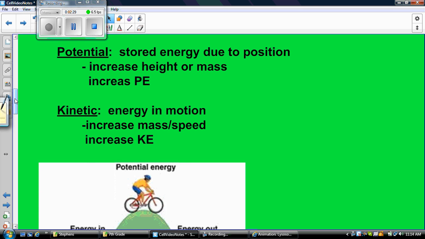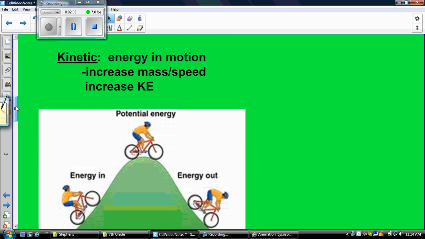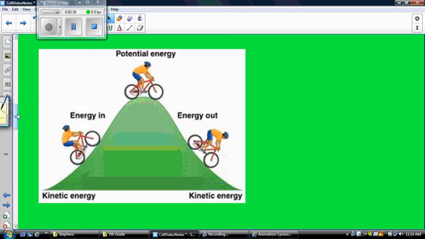Kinetic energy is energy of motion. If you increase the mass or the speed, you're going to increase kinetic energy. Obviously, going down the hill, you're going to have more kinetic energy because you're going faster than if you are going up the hill. So that's just a review on potential and kinetic energy.